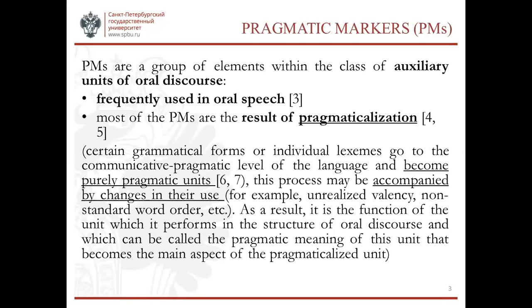Pragmatic markers are a group of elements within a bigger class of auxiliary units of oral discourse that are frequently used in oral speech, and most of them are the result of pragmaticalization. What we mean by pragmaticalization is that grammar forms or individual words pass on to the communicative pragmatic level of the language and become purely pragmatic units. And this process can be accompanied by changes in their use, such as changes in valency and some non-standard word order. And as a result, it is the function of the unit which it performs in the structure of oral discourse, and which can be called the pragmatic meaning of this unit, that becomes the main aspect of the pragmaticalized unit.